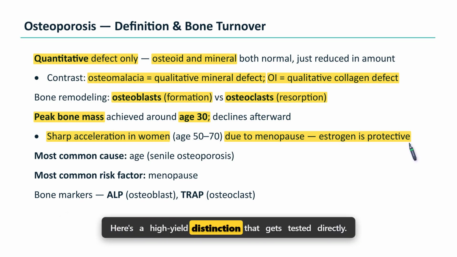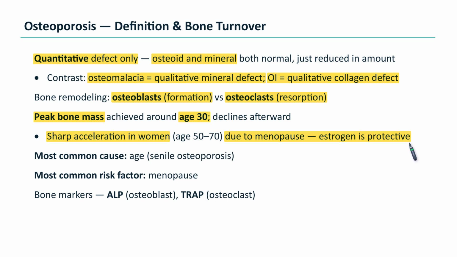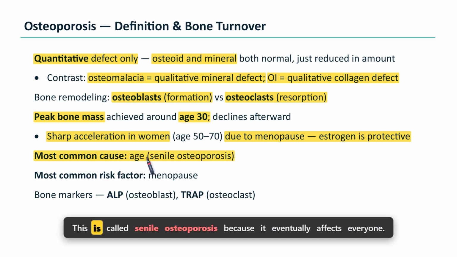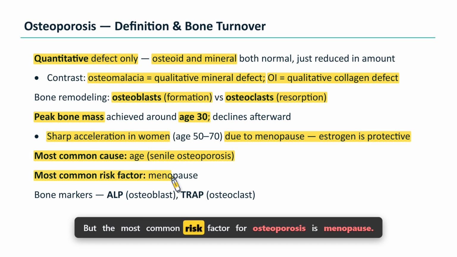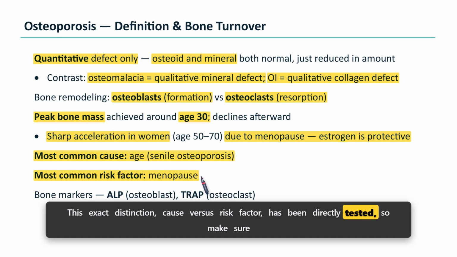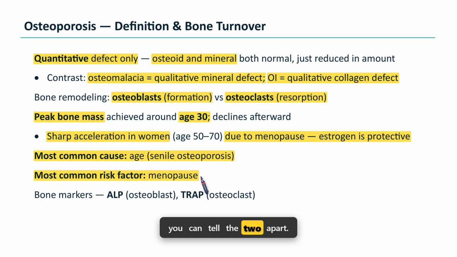Here's a high-yield distinction that gets tested directly. The most common cause of osteoporosis is age. This is called senile osteoporosis because it eventually affects everyone. But the most common risk factor for osteoporosis is menopause. This exact distinction, cause versus risk factor, has been directly tested, so make sure you can tell the two apart.